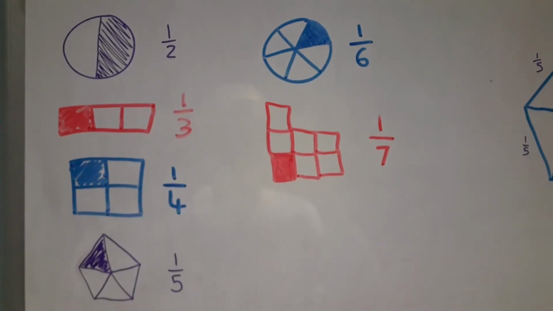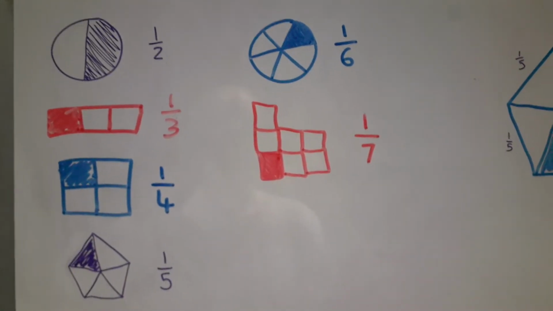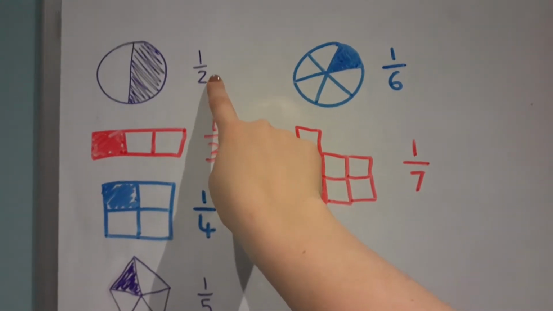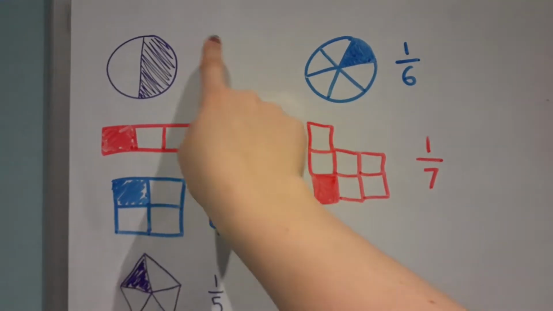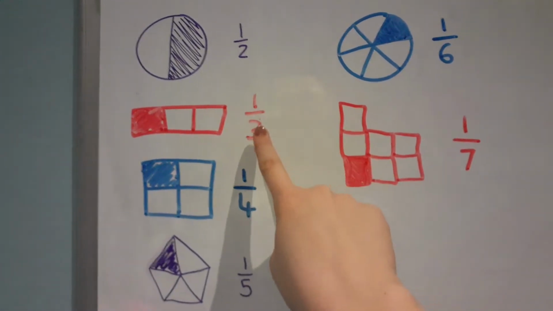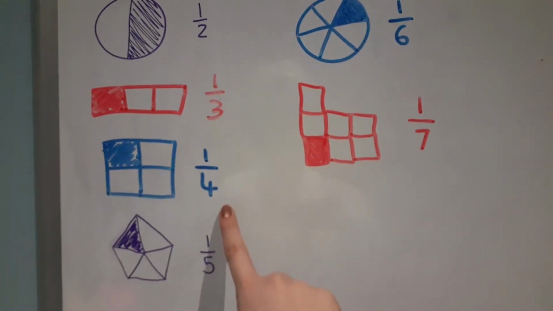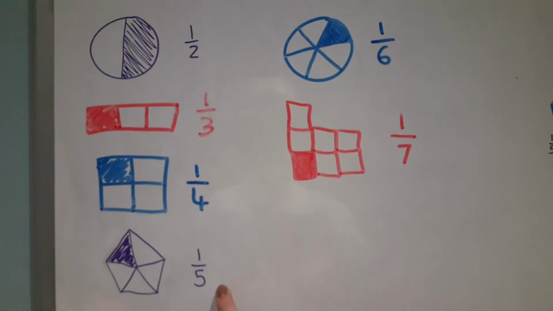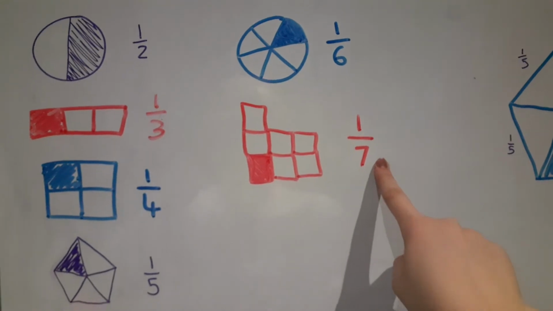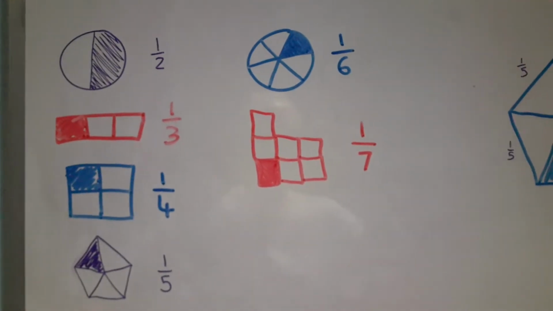So now that we've looked at our namings of the things in a fraction, we're going to look at the names of our fractions. So this is 1 and 2. This is called 1 half, because it's half of the circle. This is called 1 third, like 3, 1 fourth, like 4, 1 fifth, like 5, 1 sixth, like the number 6, and 1 seventh. You're just going to have to learn these names in your book on page 62.